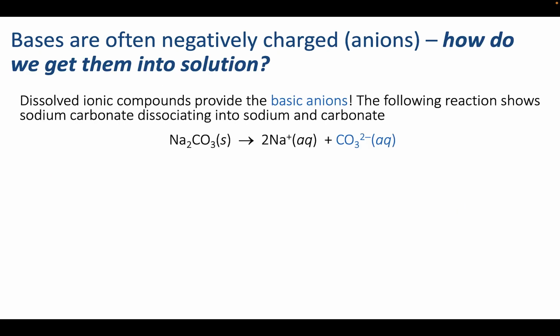Okay, one thing we want to look at as well is that bases are often negatively charged anions. And a big question is, well, how do we even get them into solution in the first place? And here we want to recall our solubility. Ionic compounds are going to provide these basic anions. And so if we want to look at carbonate, for example, and we want to bring carbonate into solution, we can't just take CO3 2- carbonate and drop it into solution. We need to have it as part of an ionic compound because we don't just have stuff with -2 charge sitting around on the shelf, practically, right? It's going to exist as an ionic compound.